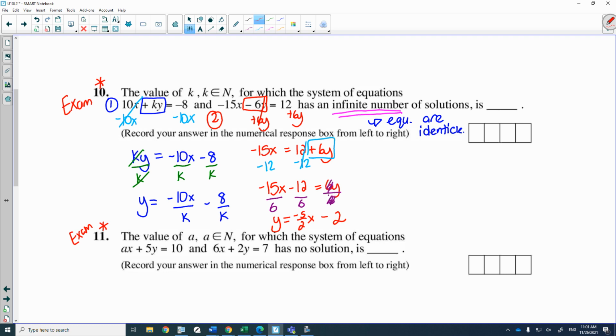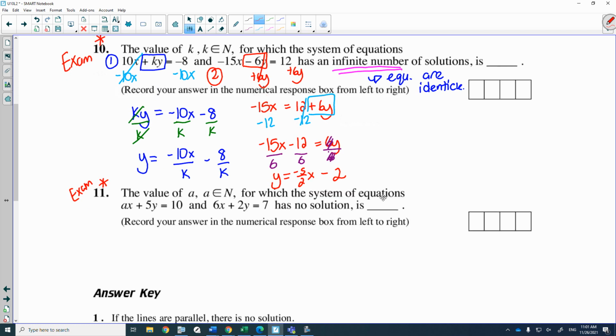Okay, so how would you solve this? You know that if it's an infinite number of solutions, these equations have to be identical. What that means is if I know that this has a y-intercept of negative 2, right? What does this y-intercept need to be? Negative 2. So if they are identical, I'm going to let this y-intercept equal this y-intercept. They have to be identical. So write down negative 8 over k is equal to negative 2.